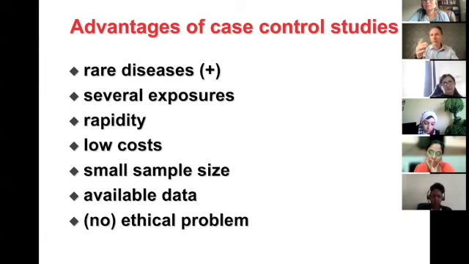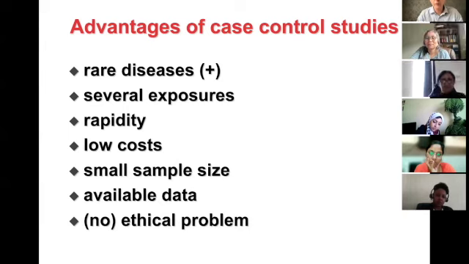So Mian, you wanted to say? That was what just came to my mind, because in contrast to cohort, you start with the disease, whereas in cohort you start with an exposure. So you're still waiting for the disease to develop, and you never know if it develops. Whereas in case control, you already have the disease.